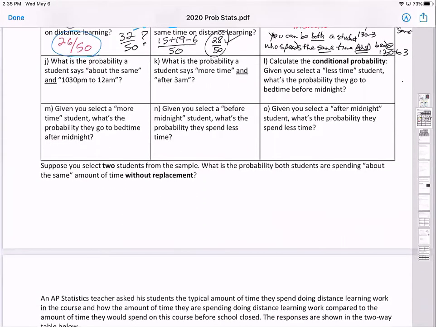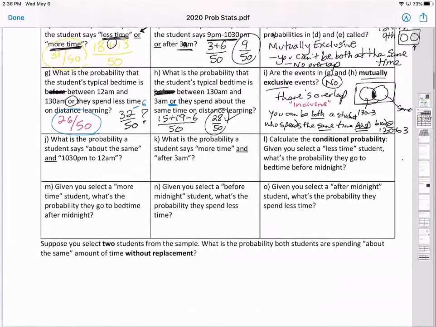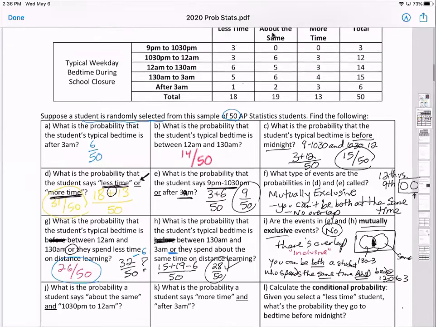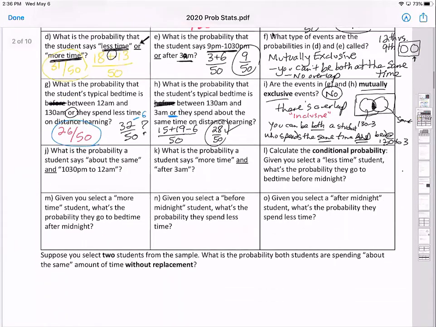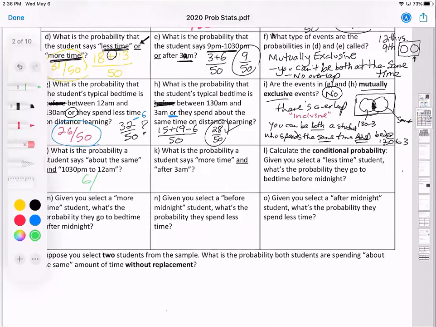What is the probability a student says about the same and they go to bed at 10:30 p.m. to 12 a.m.? So this is an and. We're picking one student, about the same, and 10:30 to 12. It looks like there are 6 students who are both of those at the same time. So that answer would be 6 out of 50.